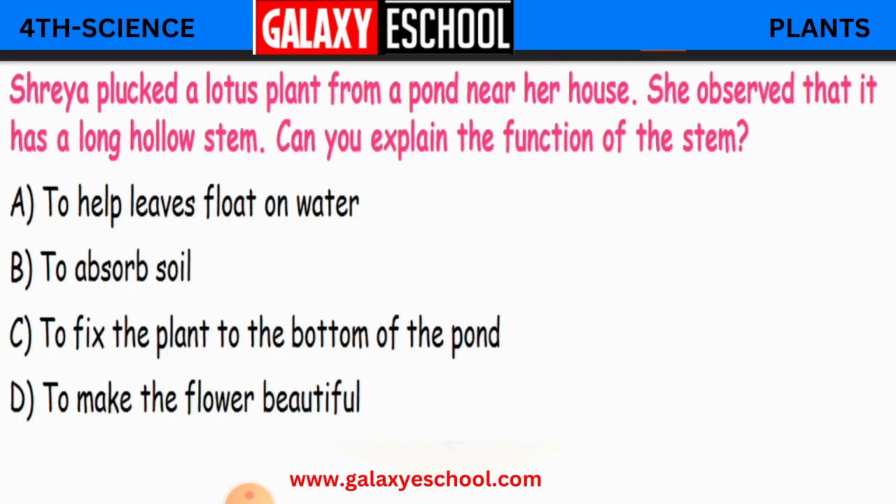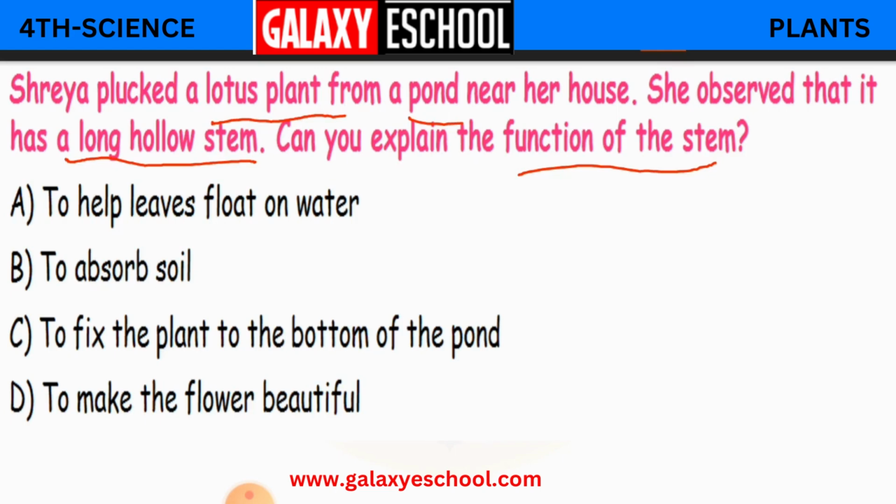She observed that it has a long hollow stem. Can you explain the function of the stem? See here, Shreya plucked a lotus plant from a pond, and she observed that it has a long hollow stem. That is, the lotus plant has got a long hollow stem. Long hollow in the sense children, it is empty. And can you explain the function of the stem? Like function, what work the stem does. Okay, so what does it do?